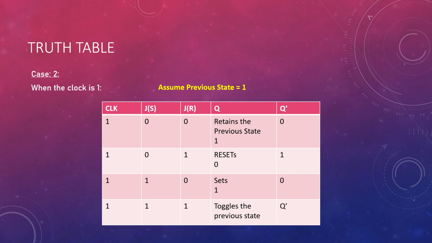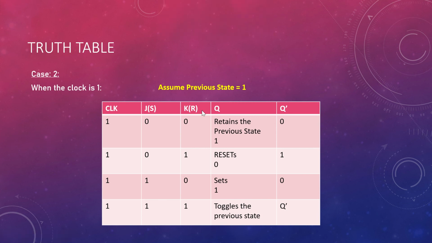Now, when the clock is 1, this is where the real function starts. This is where the real game begins. Now, whenever the clock is 1, what will happen? The clock is 1 here. J is 0 and K is 0. We'll have to correct it. J is 0 and K is 0. It will retain the previous state because we have not got any task assigned here, which means J is also not set and K is also not set. Hence, this is going to retain the previous value.